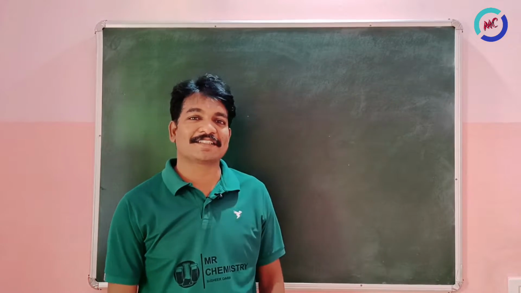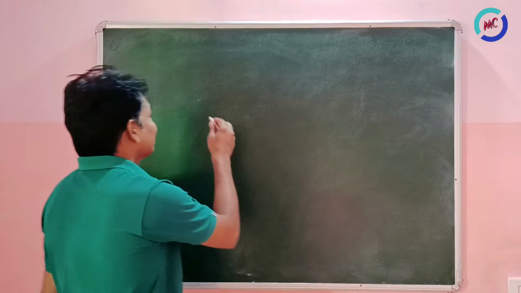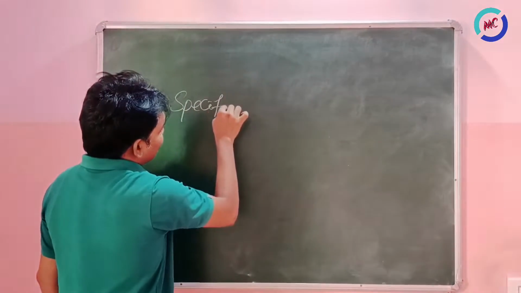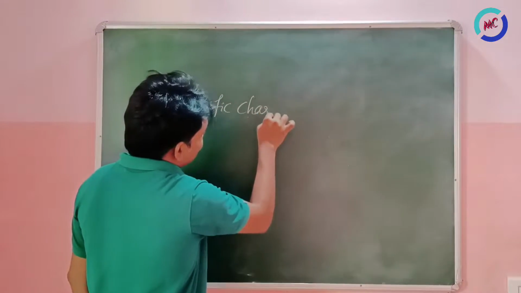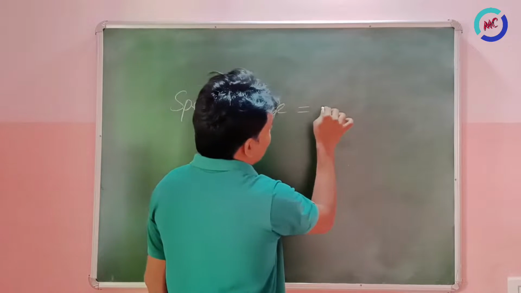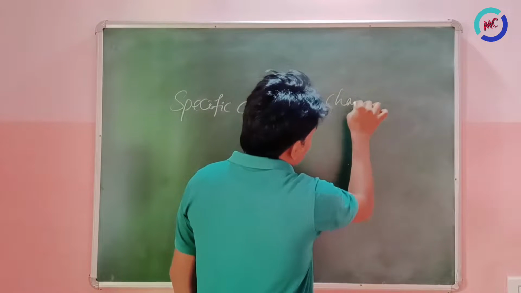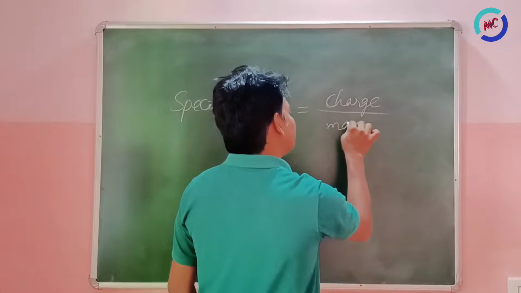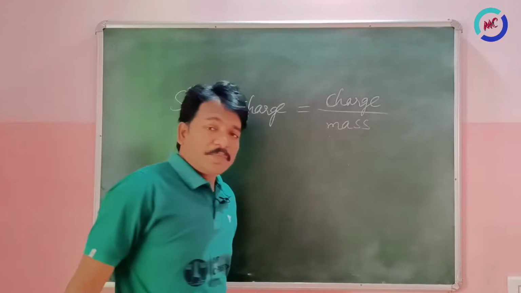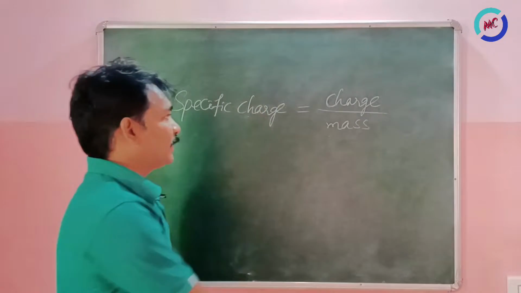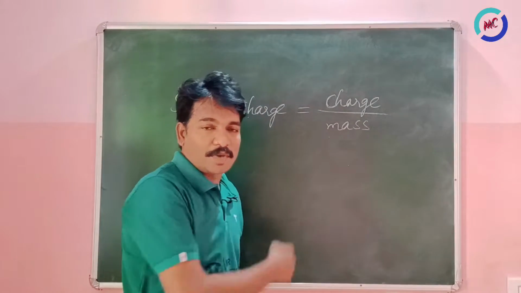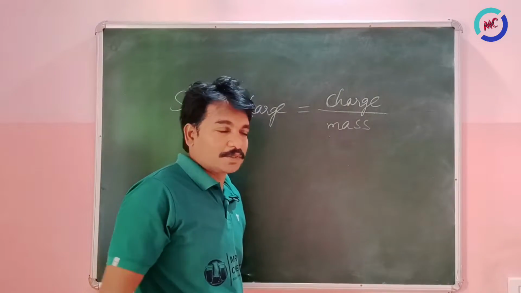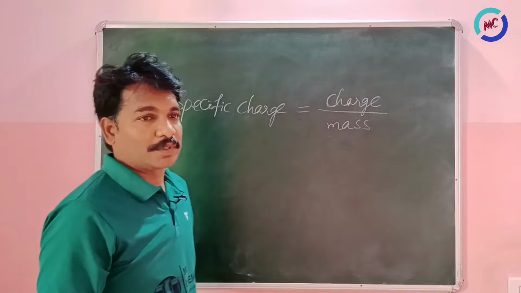Specific charge is defined as a charge to mass ratio. Specific charge is equal to charge to mass ratio. If it is specific charge of electron, we will take charge of electron to mass of electron. If it is specific charge of proton, we will take charge of proton to mass of proton.